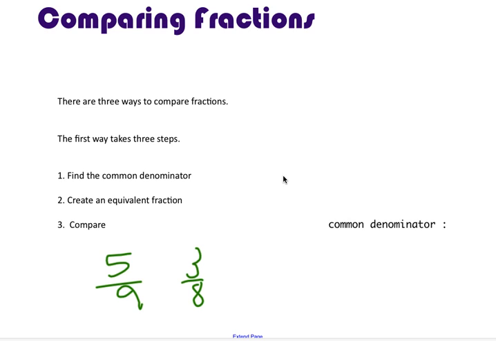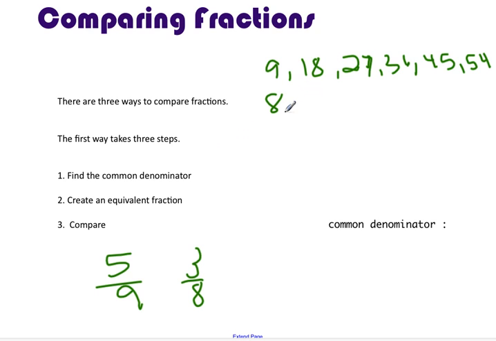The first thing you need to do is look at your fractions and determine the common denominator. So I have 5/9 and 3/8, and I need to look at that and say, okay, what denominator can I use that works for both 8 and 9? So if I start listing the multiples of 9: 9, 18, 27, 36, 45, 54, and then do the same for 8.